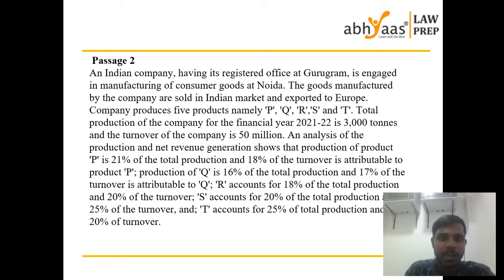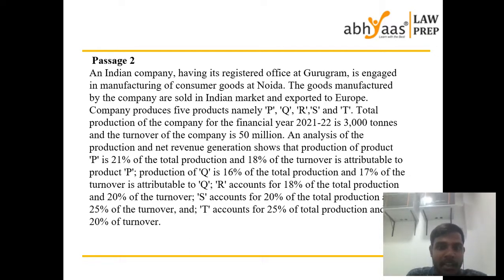The company has five products, namely P, Q, R, S, T. The total production of the company for the financial year 2021 to 2022 is 3,000 tons, and the turnover of the company is 50 million. An analysis of the production and net revenue generation shows that the production of product P is 21 percentage of the total production, and the turnover of P is 18 percentage of the total turnover.